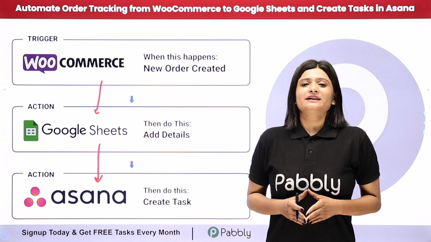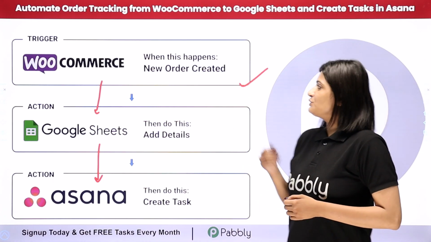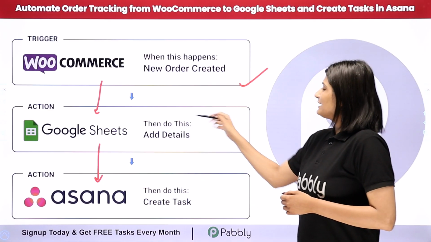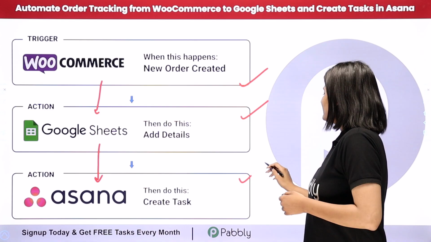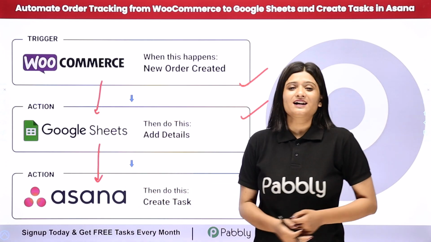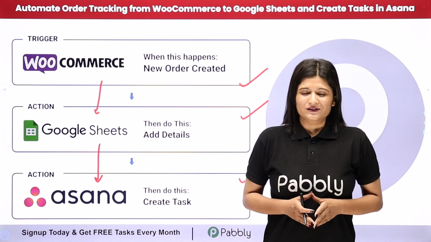With the help of Pabbly Connect, I'm going to build this connection in such a manner that whenever I'm going to receive a new order in WooCommerce, automatically that order detail will be added to my Google Sheets spreadsheet, and then I will be creating the task in my Asana account. Now, if you want to learn the step-by-step process, then let me take you all to my screen.